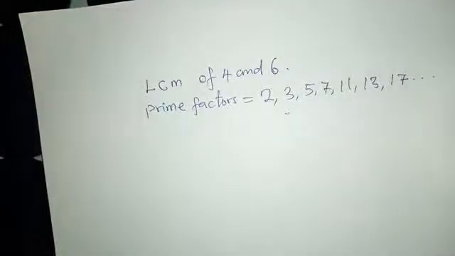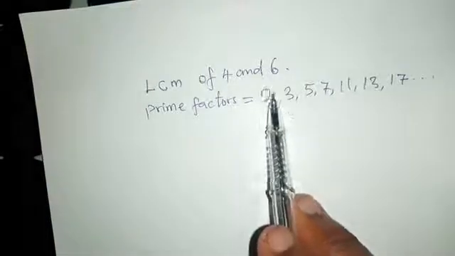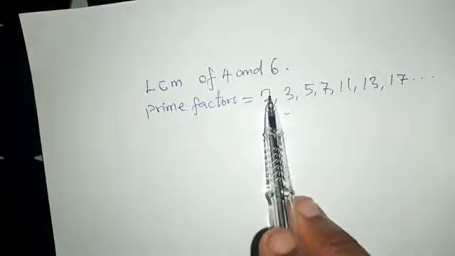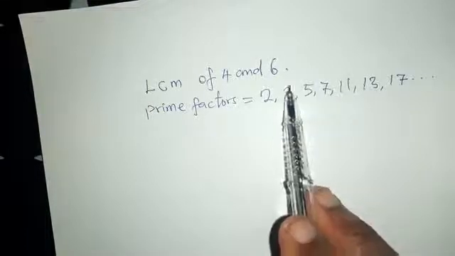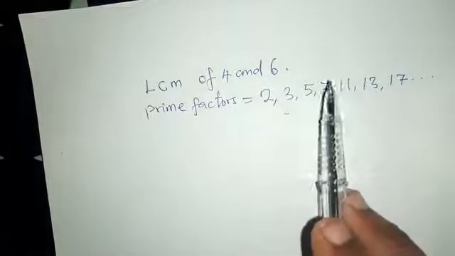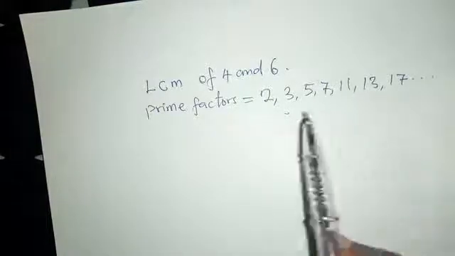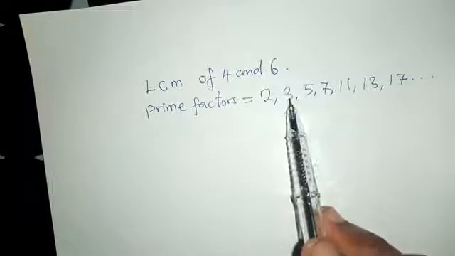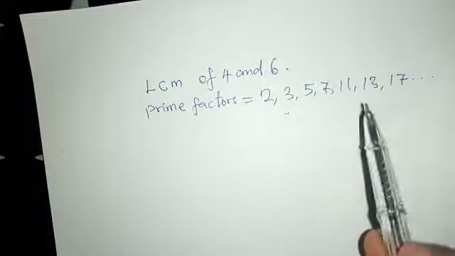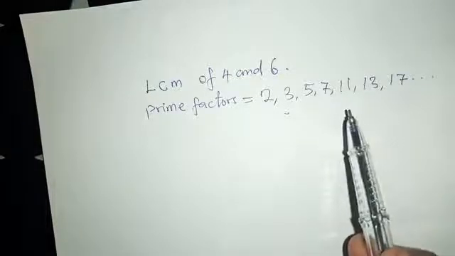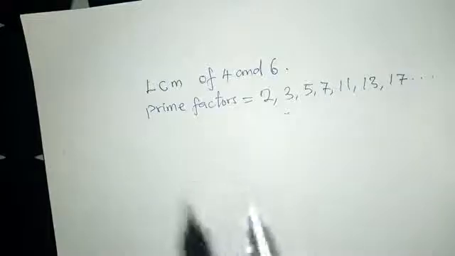So, you must not use 3 until you have exhausted 2. In the division, you must not use 5 until you have exhausted 3. You must not use 7 until you have exhausted 5. You must use them in order. Unless 2 cannot divide, 3 cannot divide, 5 cannot divide, then you can use 7. But in this LCM, in this tabular form, you must use these prime factors and you must use one before the other.